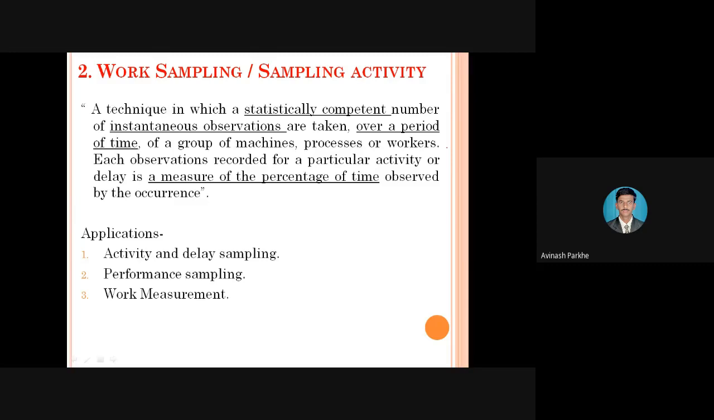That is, we have discussed the different types of instruments: stopwatch, time study board, time study sheet. That we have discussed in the last 2-3 lectures. Then in the last lecture, we have discussed the different types of allowances.